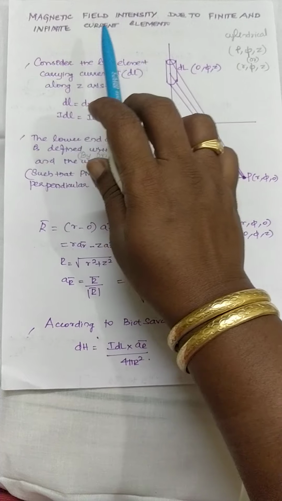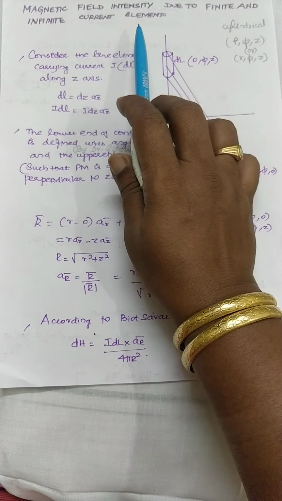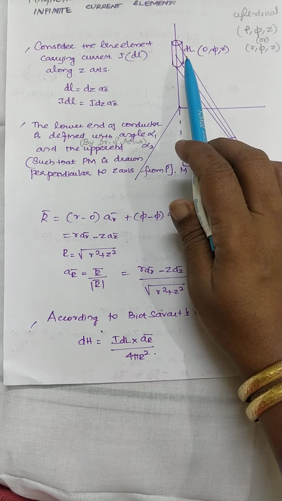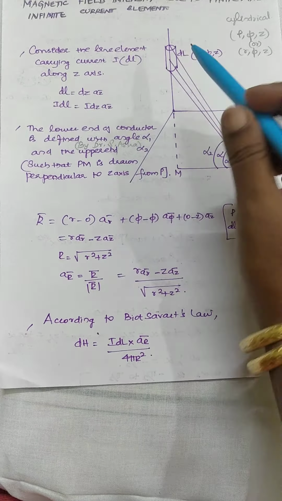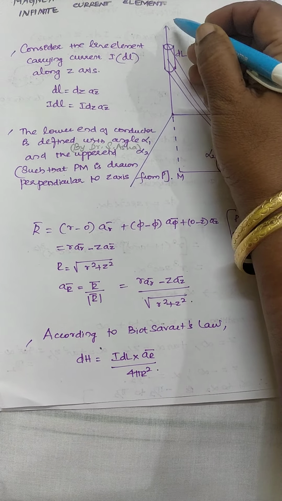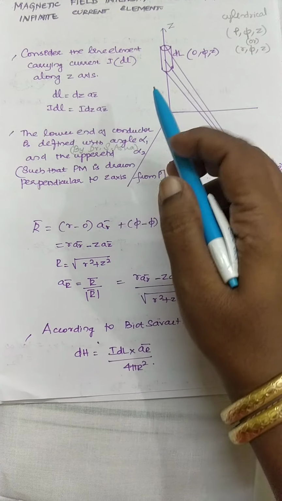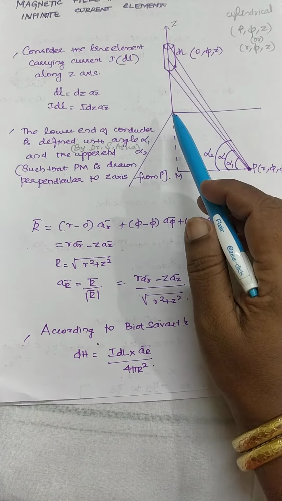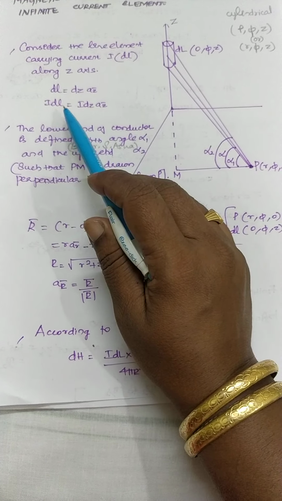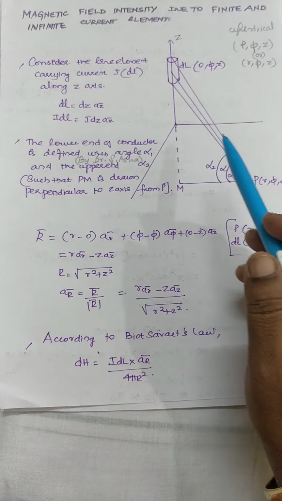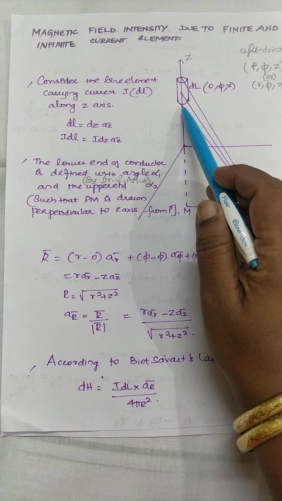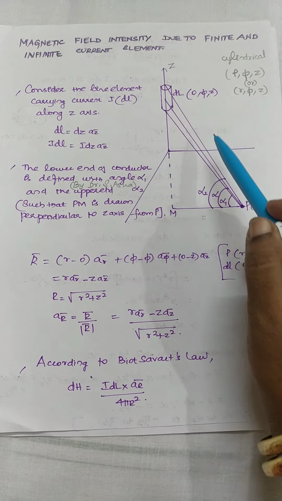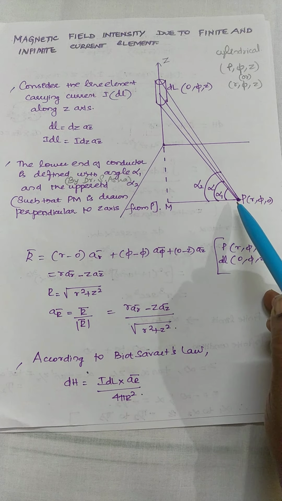So let me speak about the magnetic field intensity due to finite and infinite current element. Now you are considering a line element which is carrying a current I along the z-axis. This is the z-axis, so you can mark it here as z. Now dl is defined by dz az vector. Whereas it is carrying current I, so I dl becomes equal to I dz az vector. Now the lower end of this conductor makes an angle of alpha 1 and the upper end of the conductor makes an angle of alpha 2 with respect to the point P.